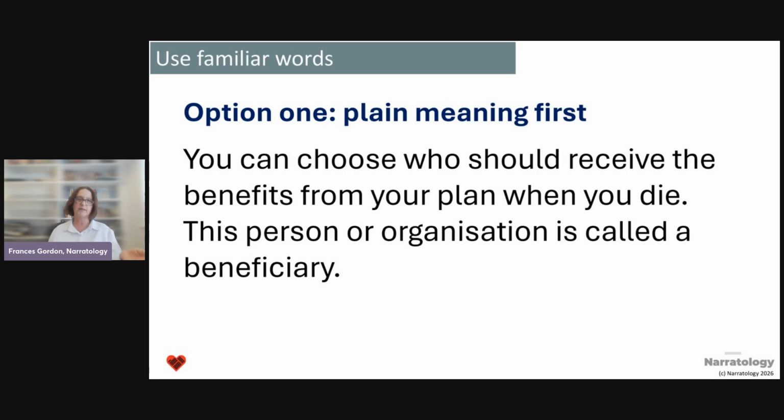The one option is to put the plain meaning first. Let's look at this sentence. You can choose who should receive the benefits from your plan when you die. This person or organization is called a beneficiary. This is a very nice conversational way of explaining jargon, where we first get across the concept and then say, by the way, this is what it's called. It's also a useful way if we have an acronym or an abbreviation. We use the spelled-out version and then we use the acronym or abbreviation.